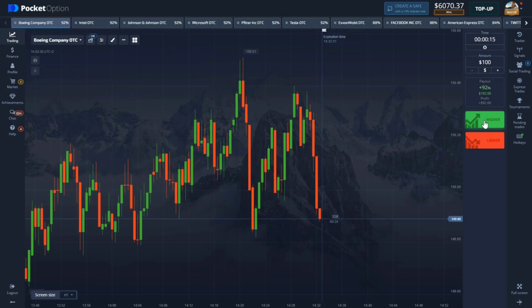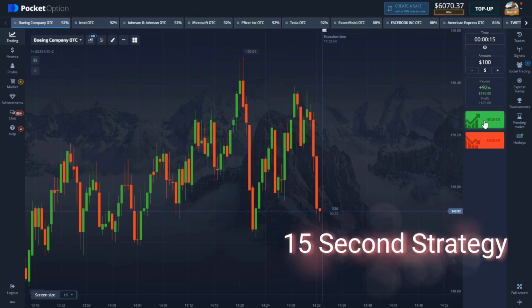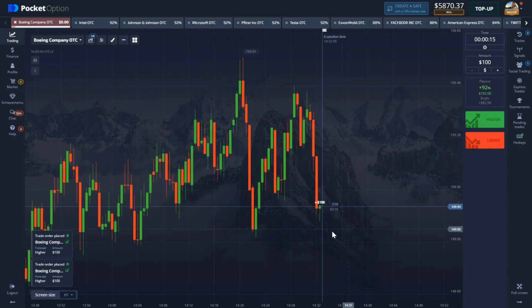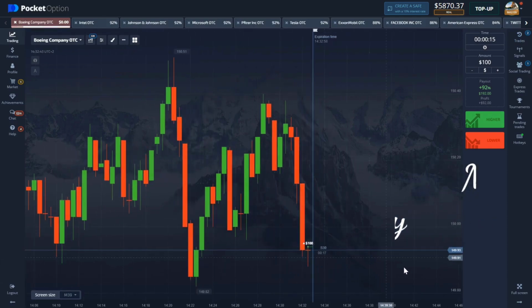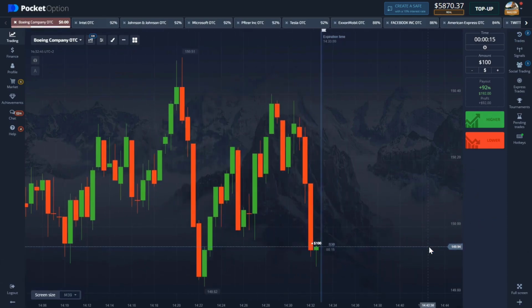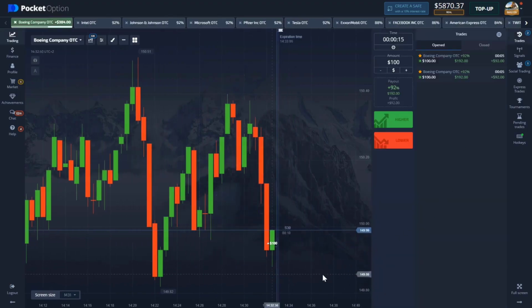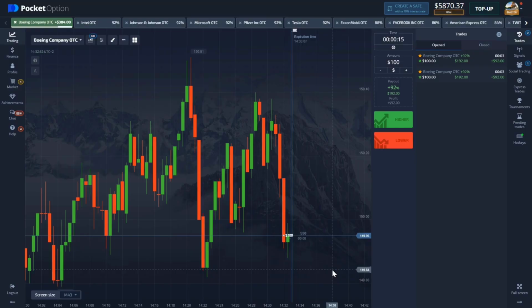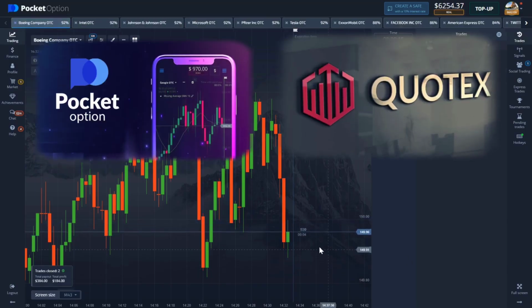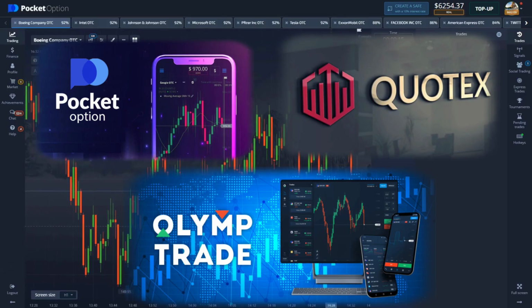So today we are going to learn a 15-second strategy, which is very simple. If you want, you can also use the martingale strategy in this, and you cannot use this strategy on all platforms, because on some platforms the trade has to be taken according to the clock time. So we cannot fix the time frame of the trade there. So as far as I know, Pocket Option, Quotex and Olymp Trade are the best platforms for this strategy.